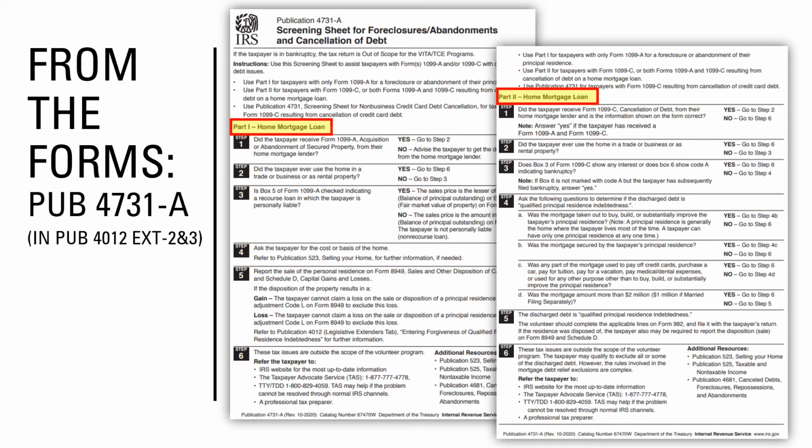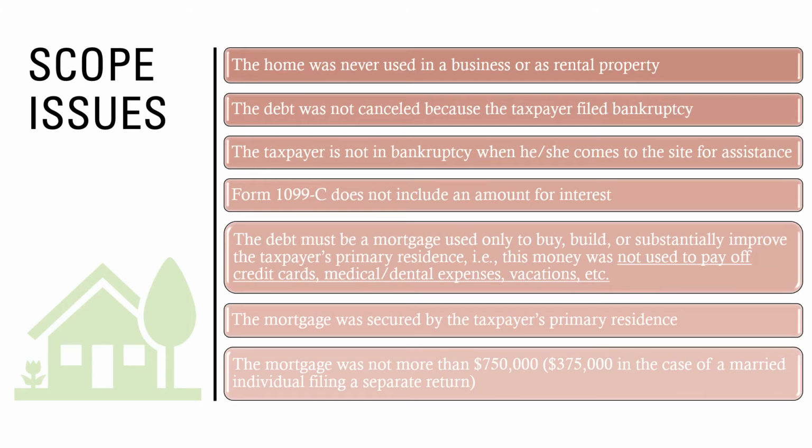And part 2 is for our taxpayers who come in with both a 1099-A and a 1099-C, or possibly just the 1099-C. And here again, we go through a series of questions determining, is this in scope for us? And then it tells us, once we determine that it is in scope, how are we going to treat this particular situation? And here are some of our scope issues, and there are quite a few.